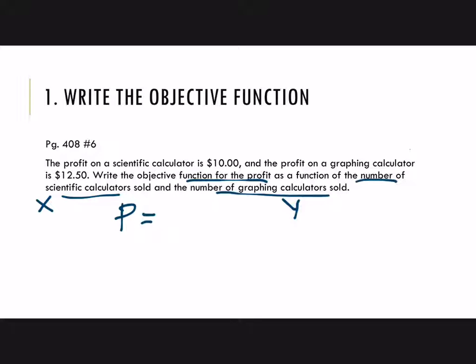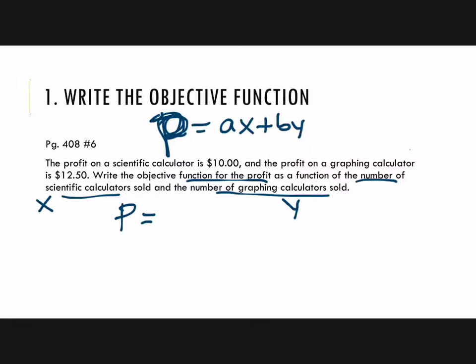So this is a standard form equation. It's like ax plus by equals c, only in this case I've just switched it around. So I've written this as c equals instead. And instead of a c, I've used a p, just to emphasize the fact that this is profit.